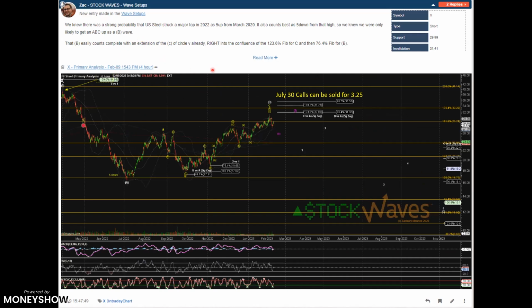Next, wanted to take a look at US Steel. We're looking for a possible start to a C wave. So we have this nice ABC that ideally counts complete into the 32 resistance region, but some potential to retest that 32 level and get a little bit higher, which is what we actually saw. But from right here, the July 30s could be sold for 325. And while we did retest that 32 region again, they were not quite in danger of being called away yet.